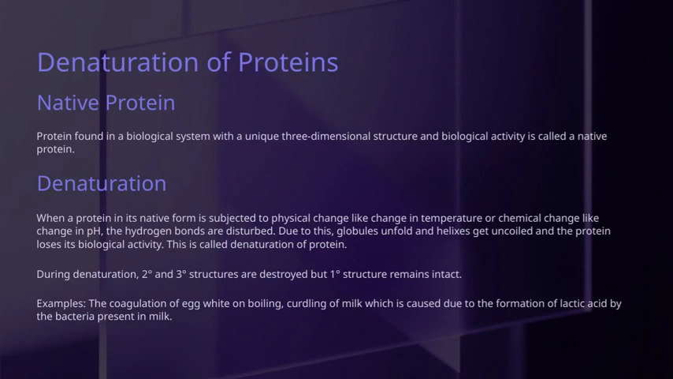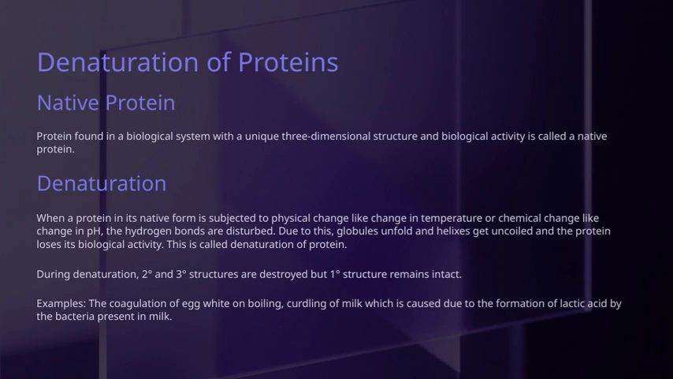Let's look at some common examples of protein denaturation. For instance, when you boil egg white, it coagulates and turns solid. Similarly, milk curdles due to the formation of lactic acid caused by bacteria. These are everyday examples that illustrate how proteins change when they are heated or undergo chemical changes.